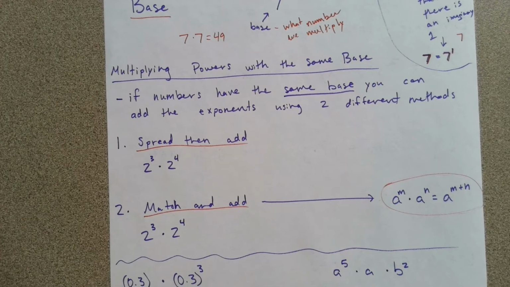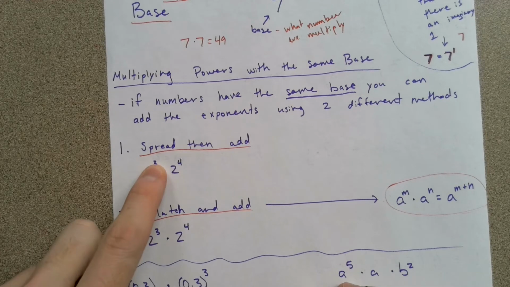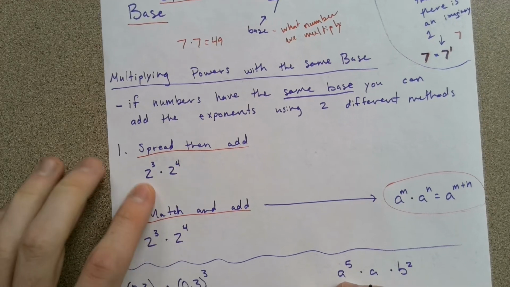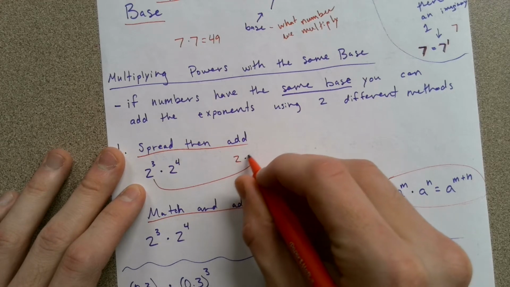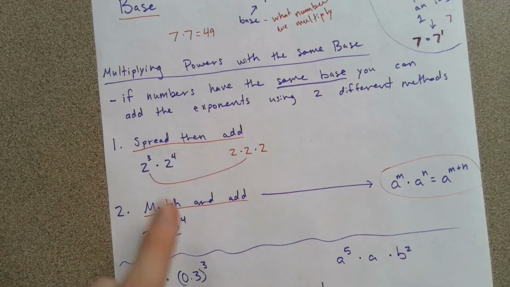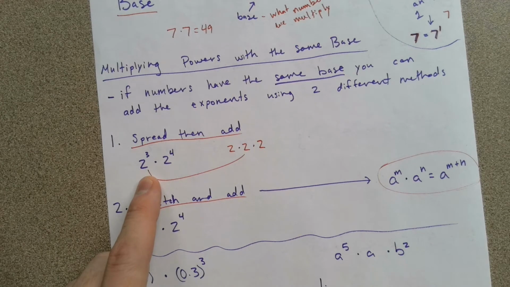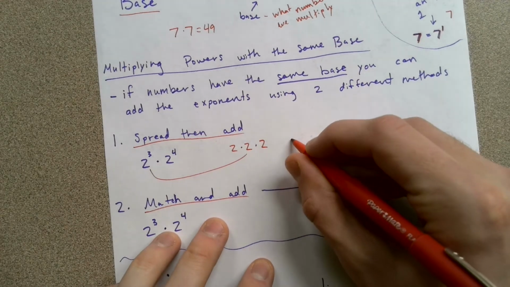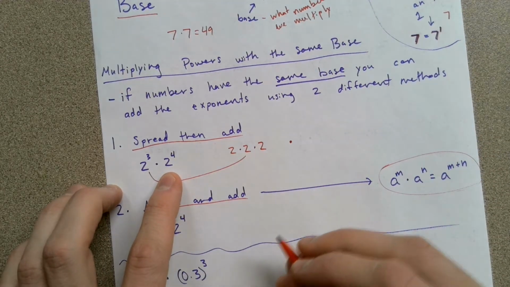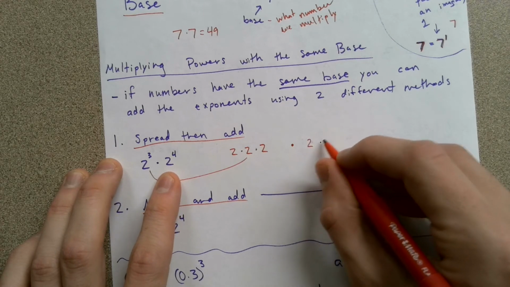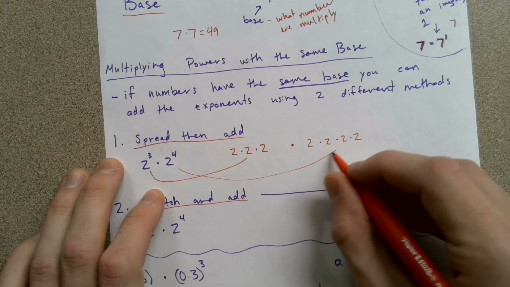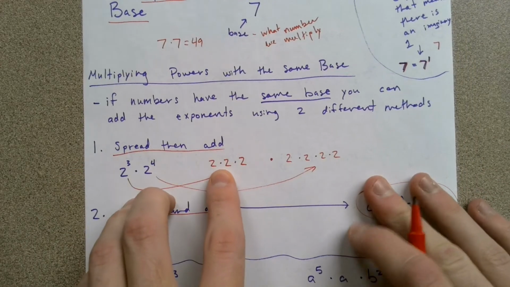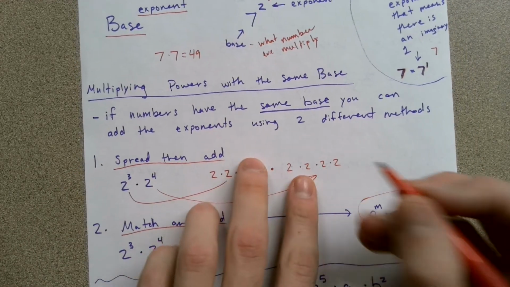So our first one is our spread and add. This is something that we're a little bit familiar with. We have this 2 to the third power times 2 to the fourth power. So watch what I'm going to do. I'm going to take this 2 to the third power, and I'm going to make it a 2 times 2 times 2, 3 times. And we're going to multiply that by 2 to the fourth power, which is 2 times 2 times 2 times 2.